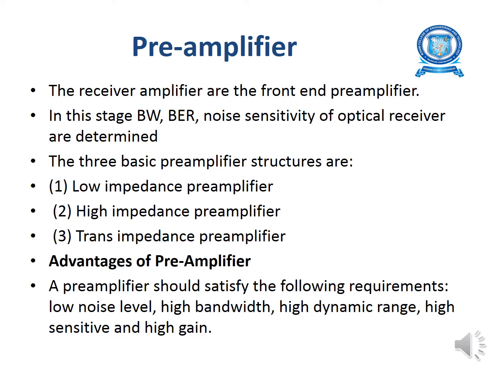Preamplifiers are generally used in optical fiber communication receivers, and the basic structure is classified into three categories: low impedance preamplifier, high impedance preamplifier, and transimpedance preamplifier. A preamplifier should satisfy the following requirements: low noise level, high bandwidth, high dynamic range, high sensitivity, and high gain. If it satisfies these requirements, then it is used for the particular circuit.